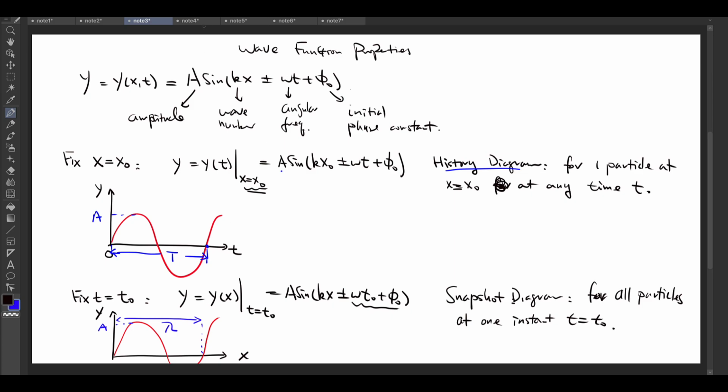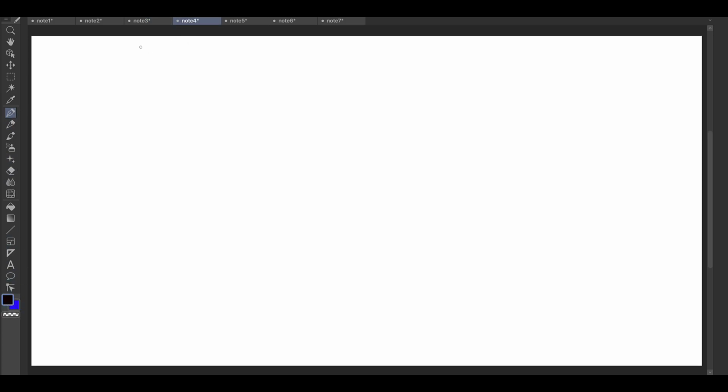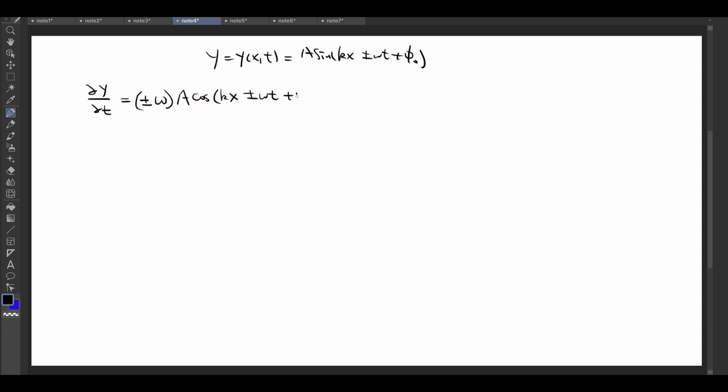Okay, so let's do a little bit more with the wave function. Let's start a new page here. y(x,t) equals A sine(kx plus-or-minus omega t plus phi naught). Let's take the first derivative with respect to time, partial y partial t. Then we get plus-or-minus omega times A cosine(kx plus-or-minus omega t plus phi naught).